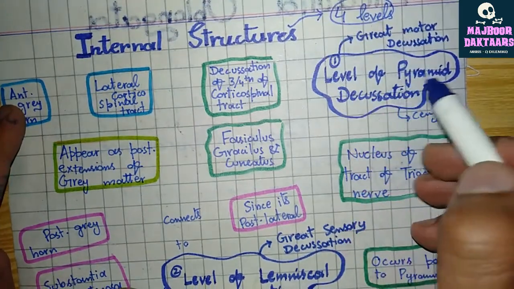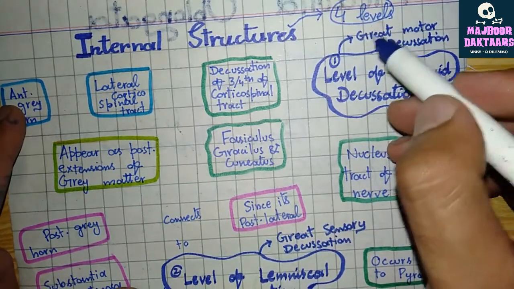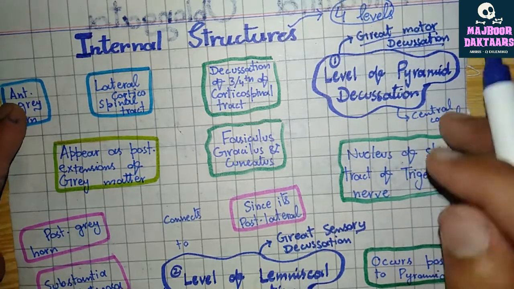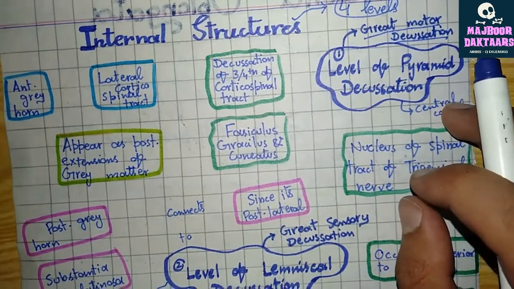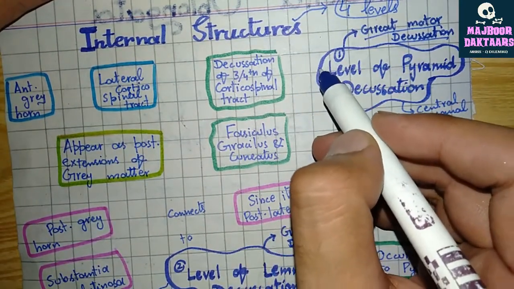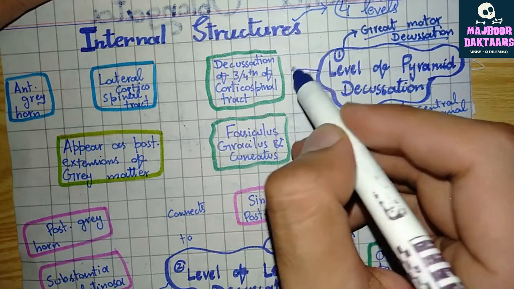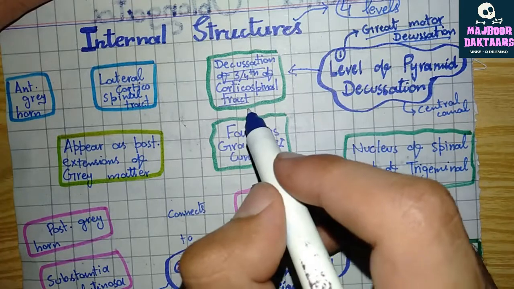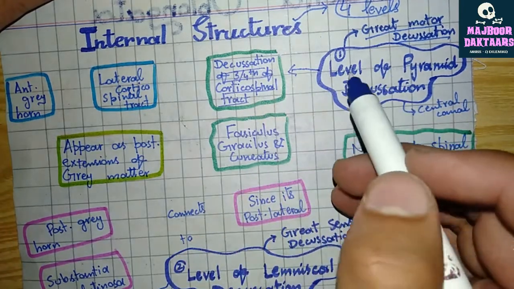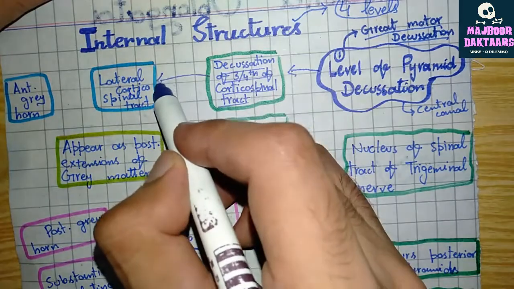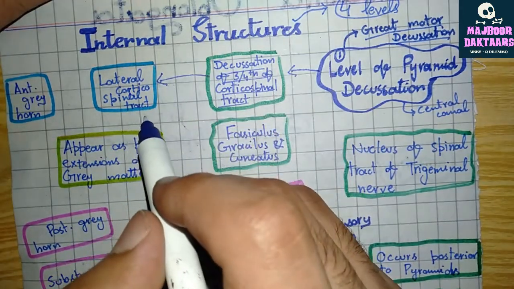The first level includes the level of pyramidal decussation. We call this level the level of great motor decussation because a number of motor fibers decussate here. Now, talking about the corticospinal tracts which form the pyramids of medulla, the decussation of 3/4 of the corticospinal tract occurs at this level. It is immediate to the spinal cord, which gives rise to the lateral corticospinal tract.